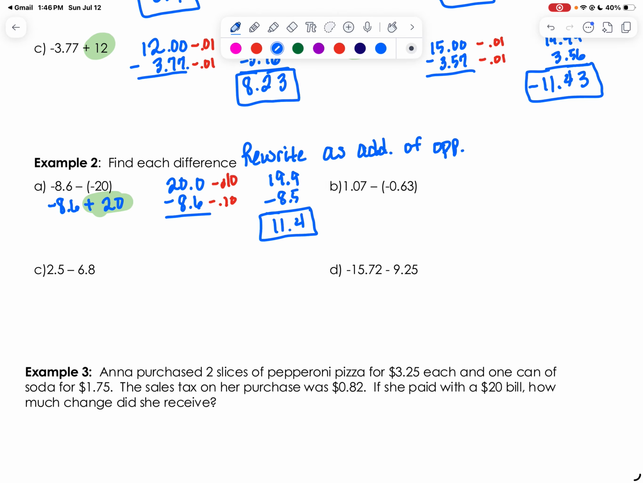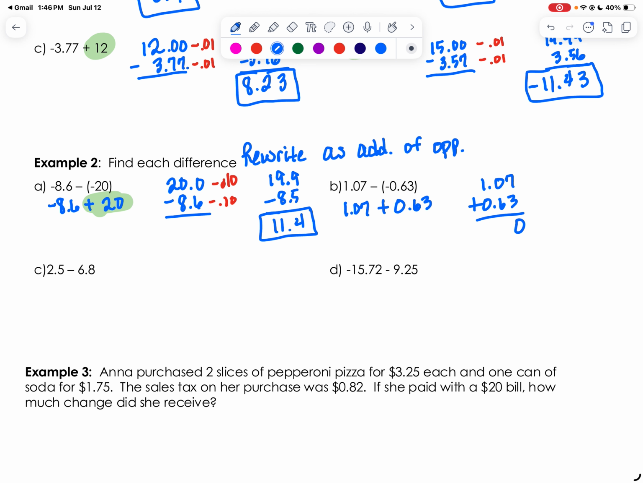So first thing I want to do is rewrite it as addition of the opposite. So keep the first number the same, change the minus to a plus, and then the opposite of negative 0.63 would be positive 0.63. All right, now in these two numbers, they have the same signs, so we're going to add them up.